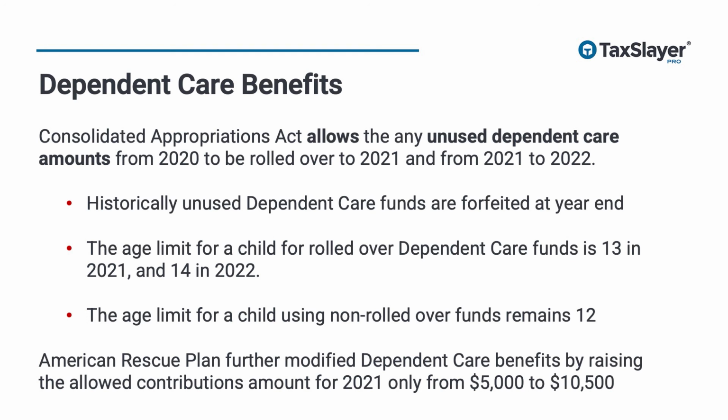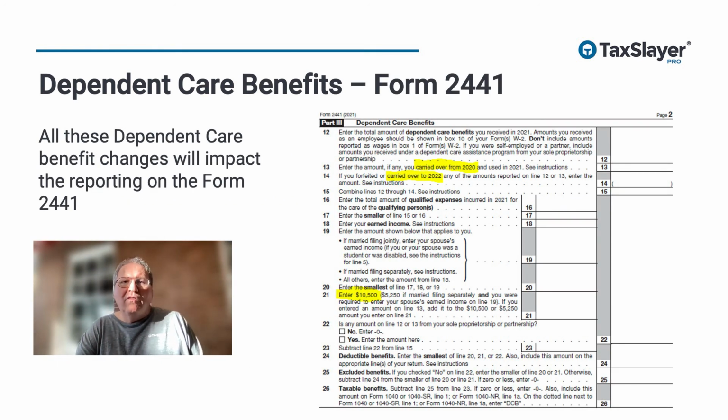There's another major modification on the dependent care benefits, which is that now people can, through their DCAP plans, instead of contributing $5,000, contribute up to $10,500 into their dependent care plans. So this is going to be reflected on your 2441. And this is going to be something else that we're all going to see this year when we go to complete this: these new amounts and these different amounts coming in from different years.